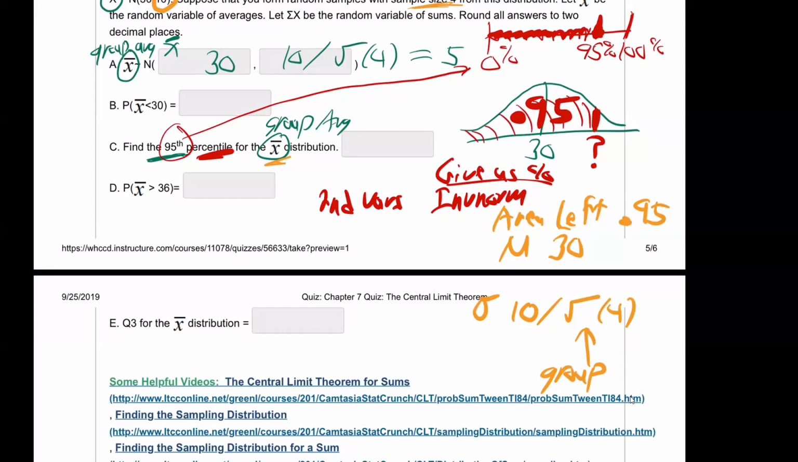I'm getting 38.22. Yes, mine came out 38.22. When I rounded it to 2 decimals, they want 2 decimal places on that one.